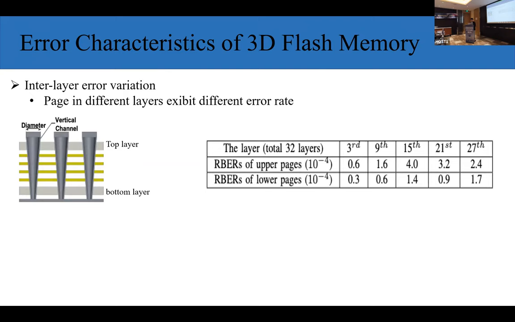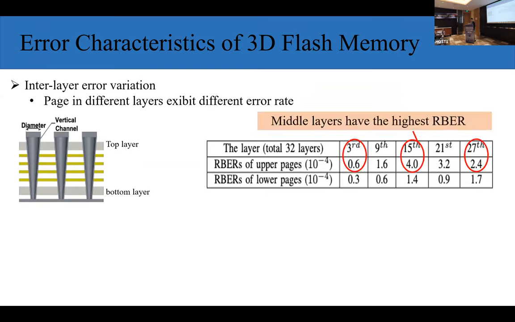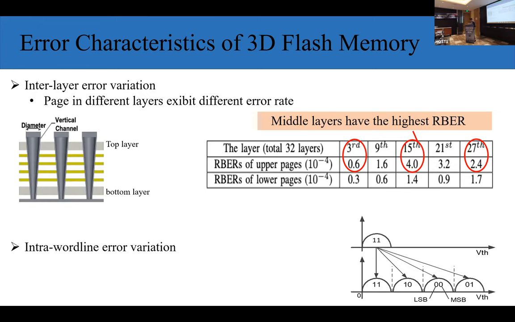And the middle layer shows the highest RBER. Besides, pages in the same word line also exhibit error variation, which is called intra-word line error variation. The error variation of multiple pages inside one word line is mainly decided by the overlap between adjacent word line page states. As shown in this figure, there are two bits in one cell in MLC flash.